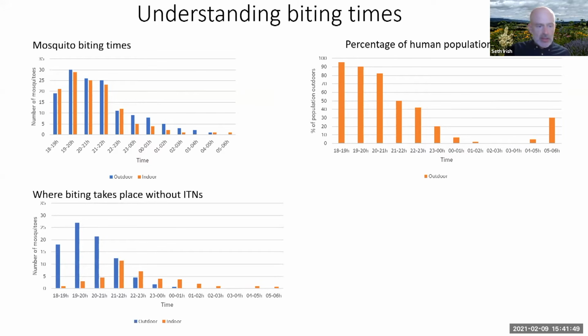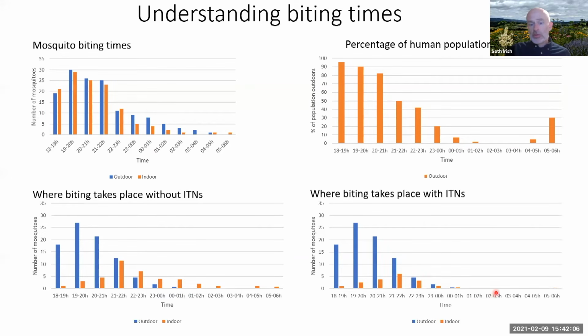I don't know if you can see, let me see if I can, yeah. Most of your biting is still taking place outdoors in the early evening and not so much in the middle of the night. But the time that people use mosquito nets is late at night. So if you control the biting that's occurring here, you can see there's almost no biting taking place there, you actually haven't controlled the biting that's taking place in the early evening. So in this case, using mosquito nets might not really reduce your mosquito biting.